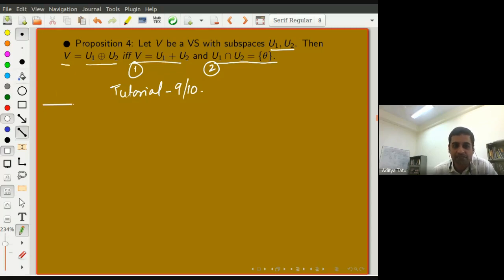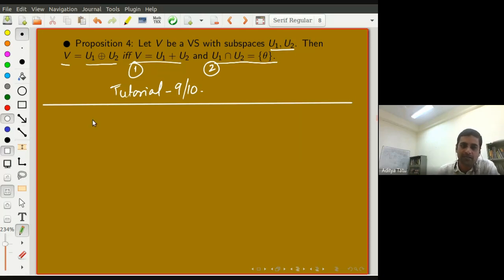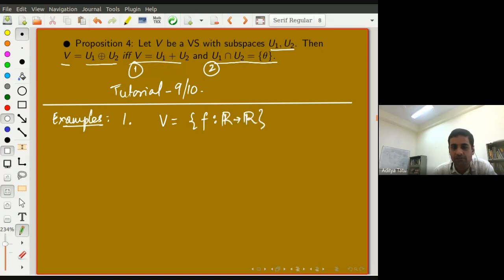Let me give you examples of direct sum of subspaces. I'm more or less certain you have seen them. So the first example is, let V be the vector space of all real valued functions defined on R, over the field R.